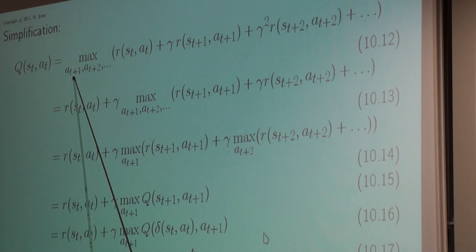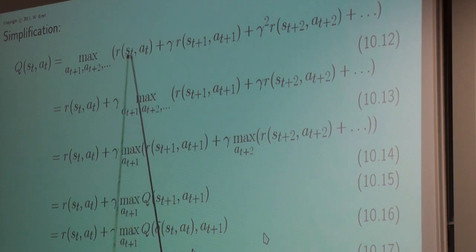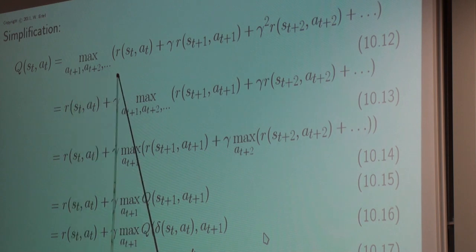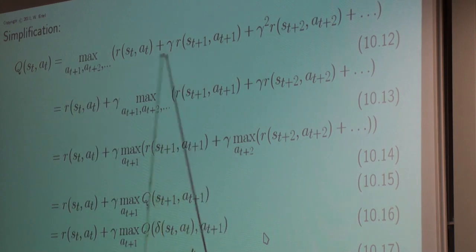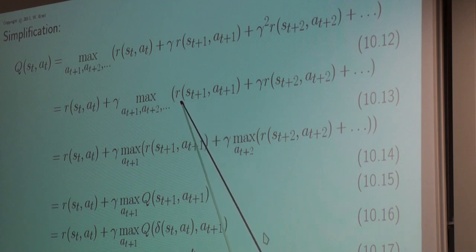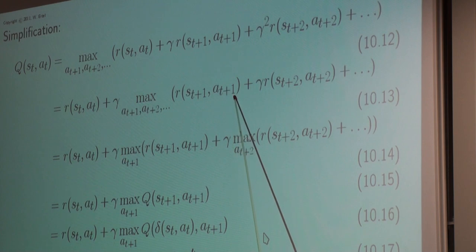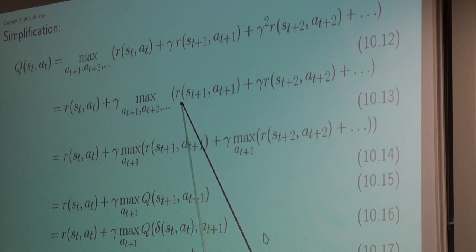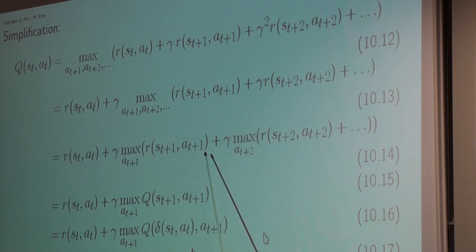This is the maximum over all the actions starting from AT plus 1 and so on. We can just take this reward out of the maximum because it does not depend on these variables. And then we have remaining here gamma times the maximum over all these actions of this remainder term. Because we have a Markov process, this reward does not depend on what's going on in the future, we can separate out this maximum over AT plus 1 of this reward plus gamma times the maximum of the rest here.